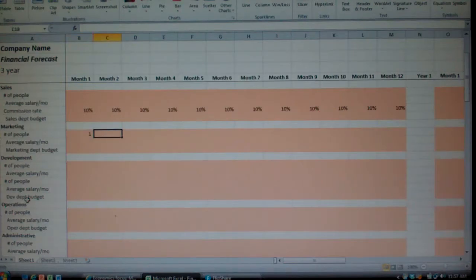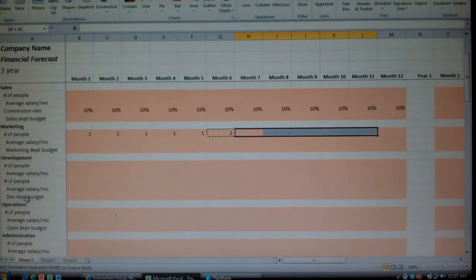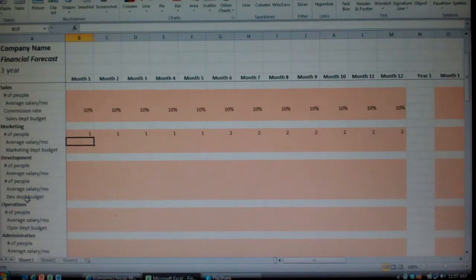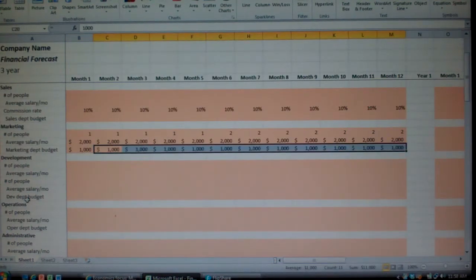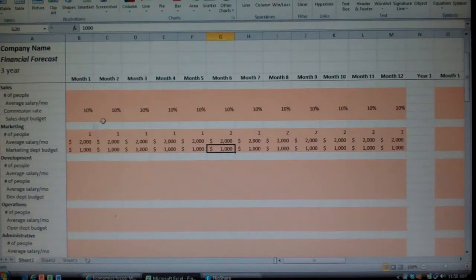You do have a marketing person, and you go up to 2 marketing people in June, and you're going to pay them $2,000 a month. Just assumptions. And the marketing department budget, they get a budget of $1,000 a month. Okay, or you could vary it, right? You could make it go up or down. That's what any of these cells, you don't have to be the same. I'm just making it the same for ease of use.